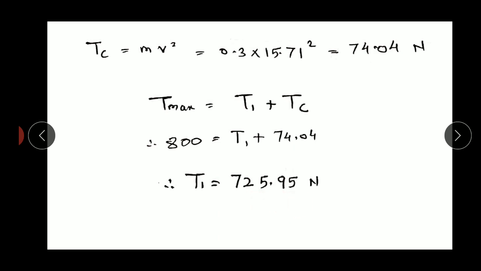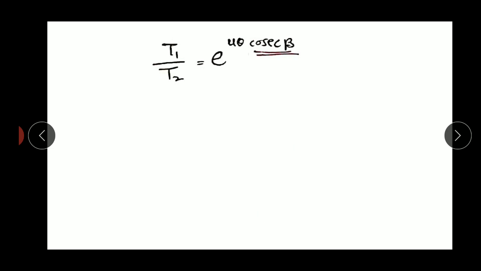As we have found T1, now we can find T2 by taking the limiting tension ratio. So T1 upon T2 is equal to e raised to mu theta cosec beta. As we don't have the cosec function in our scientific calculator, we rewrite this equation as e raised to mu theta upon sin beta. Instead of T1 upon T2 equal to e raised to mu theta cosec beta, you can directly write T1 upon T2 equal to e raised to mu theta upon sin beta. Still this equation is correct.